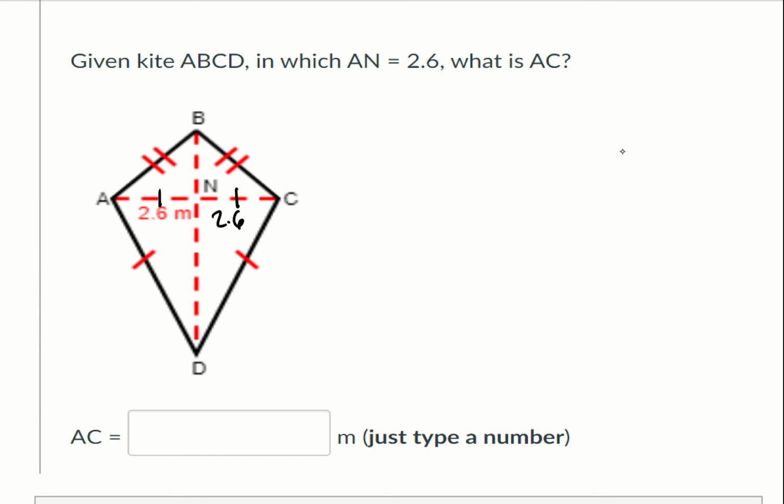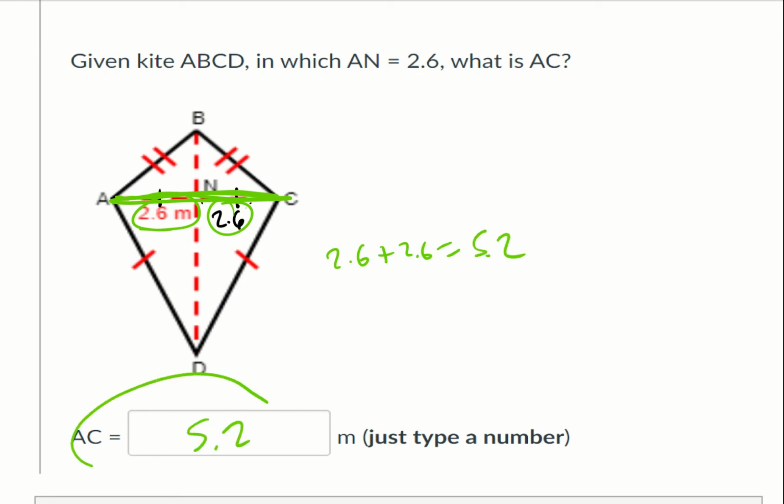And that's all we're looking for, right? Because we know that this is 2.6, then this is an easy problem. We want to find AC. So AC is just 2.6 plus 2.6. That's it. So you just got to add those together. It is 5.2. Very, very simple.